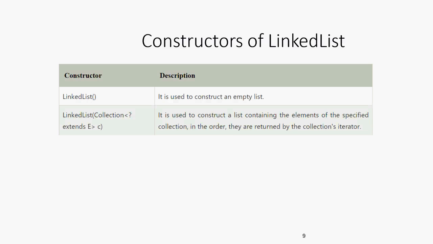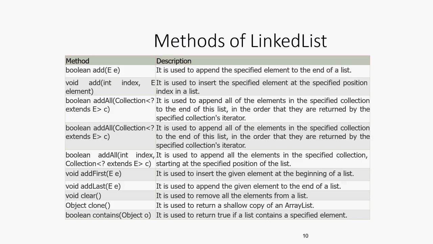Now we have two constructors for creating your linked list. One is just the plain linked list with no arguments, which will create an empty list where you can keep adding elements later. The other one is the linked list with a collection argument, which says that a list is created for all the elements that belong to a particular collection.